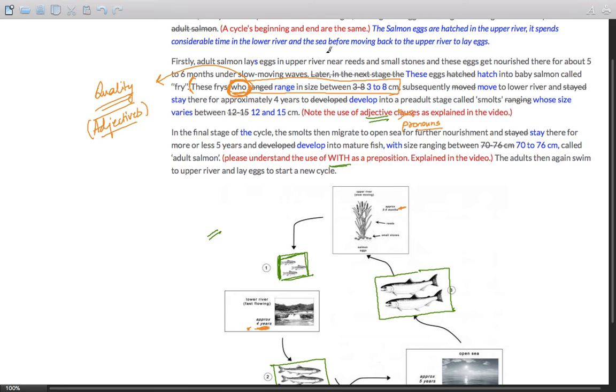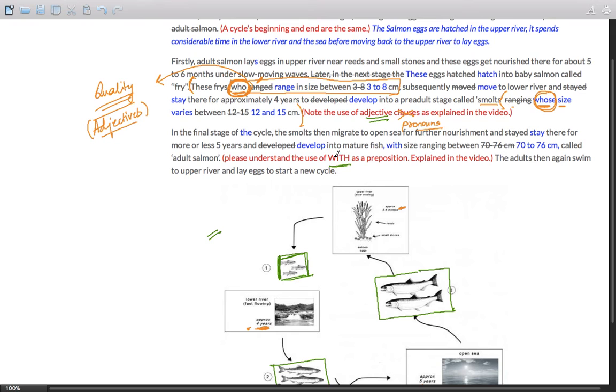Now, here's what the student has done wrong. While the student had done a really good job in using an adjective pronoun to refer to a quality in this portion, here the student made a mistake. So he wrote called smolts ranging between 12 to 15 centimeters. What exactly is ranging between 12 to 15 centimeters? So without using a whose size varies between 12 to 15 centimeters, without using an adjective pronoun, you cannot refer to the quality of these fish. Okay, now I hope this idea is clear. I will keep repeating these things in future videos as well, whenever a student makes a mistake, of course.